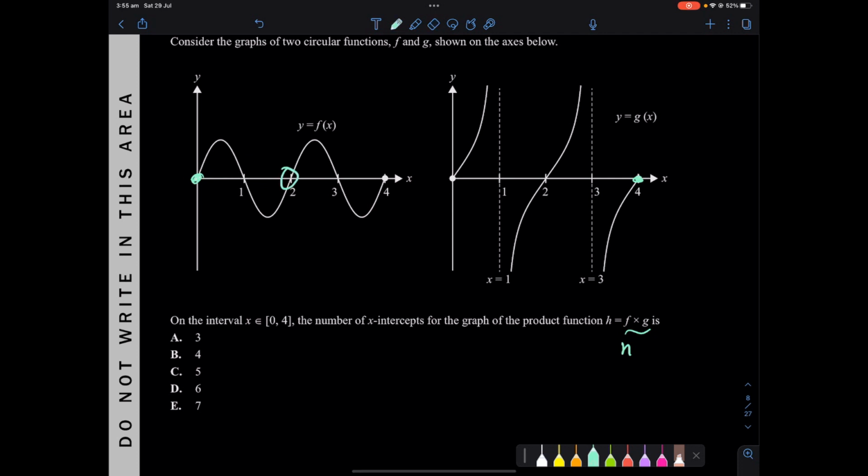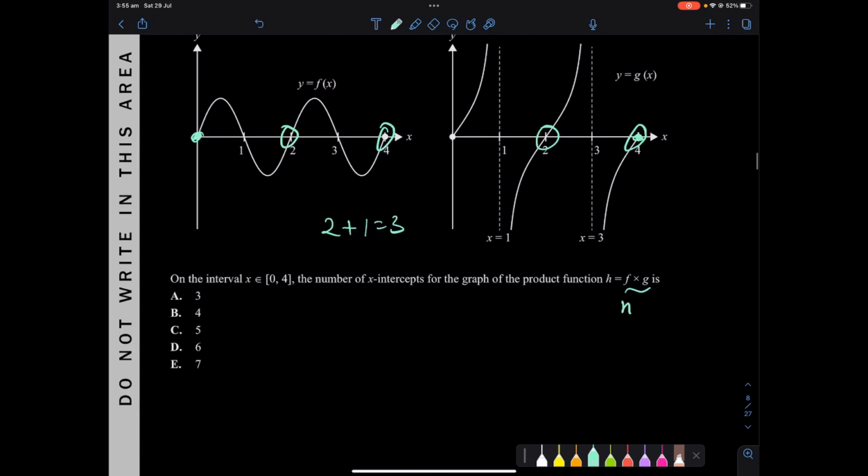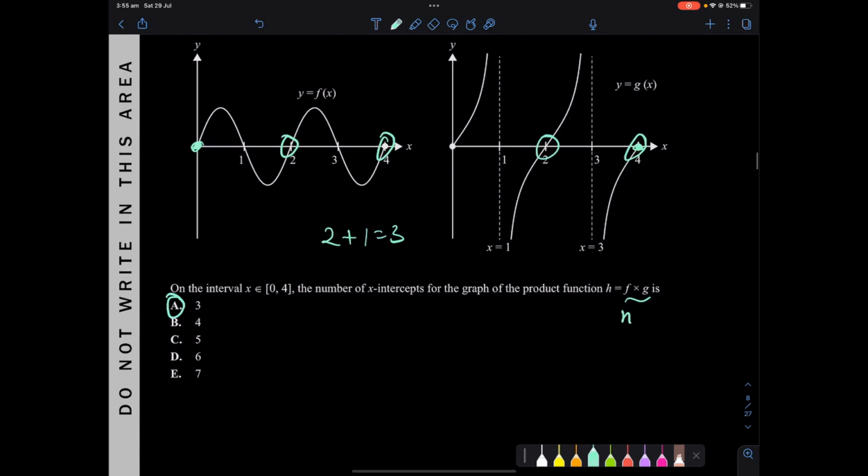What about 2? Here we get 0, so we have another intercept over here. So we have 2 now. What about 3? Nope, we don't have anything at 3 because that doesn't exist. And here is 0, and this one's 0. So we have another one, which is 3 in total. So A is your answer for that one.